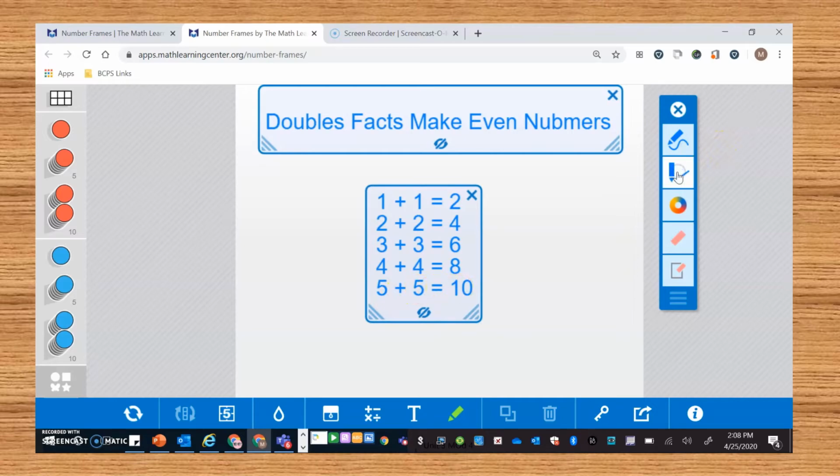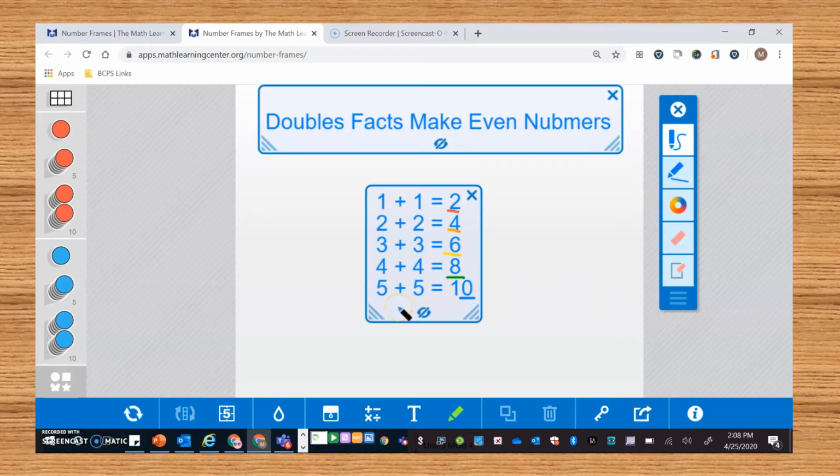So again, I want us to look at the pattern that we see with the numbers. So we see 2 coming from 1 and 1. We see 4 coming from 2 and 2. We see 6 coming from 3 and 3. We see 8 coming from 4 and 4. And we see 0 in 10 coming from 5 and 5.